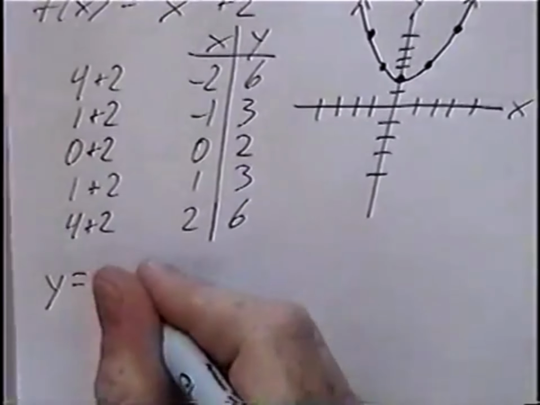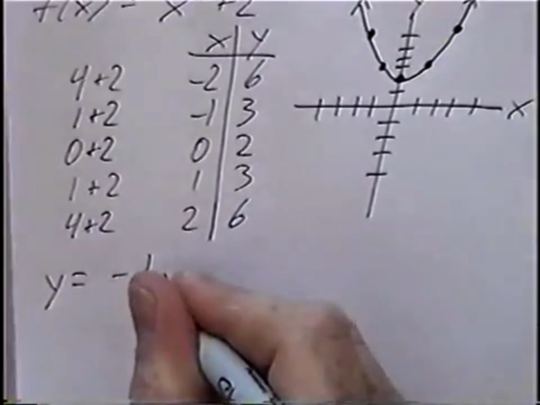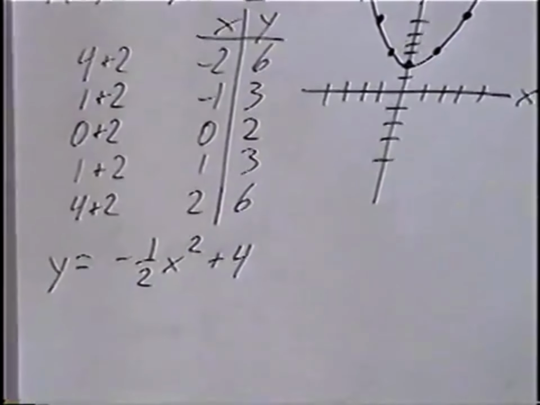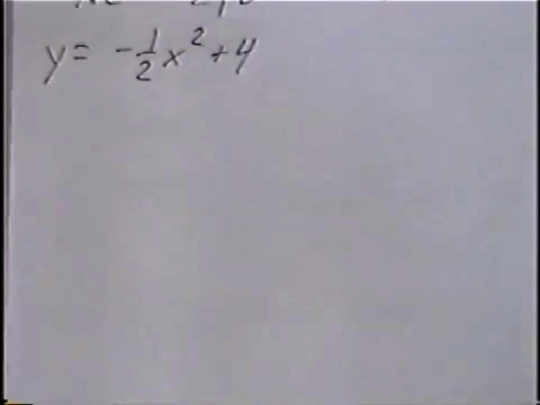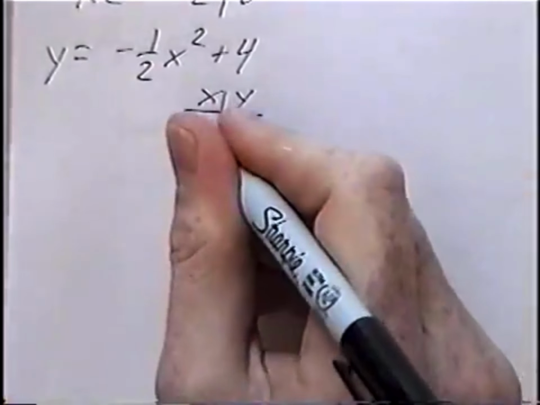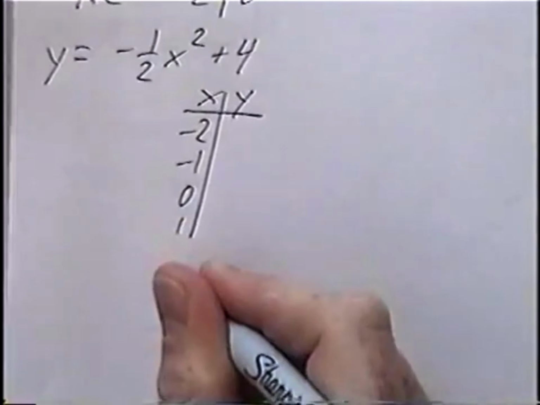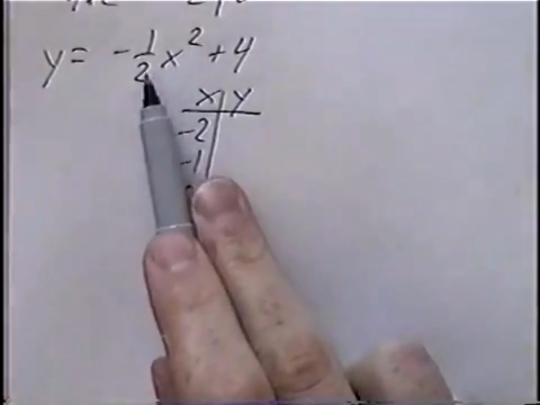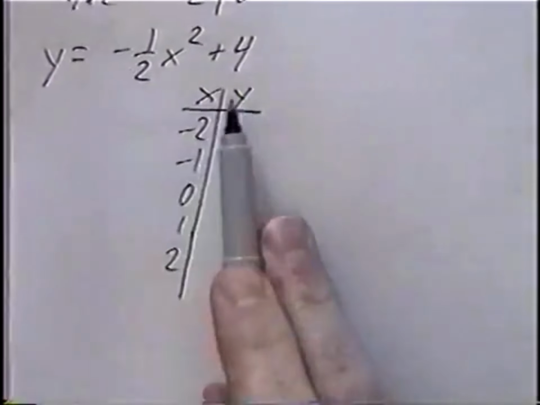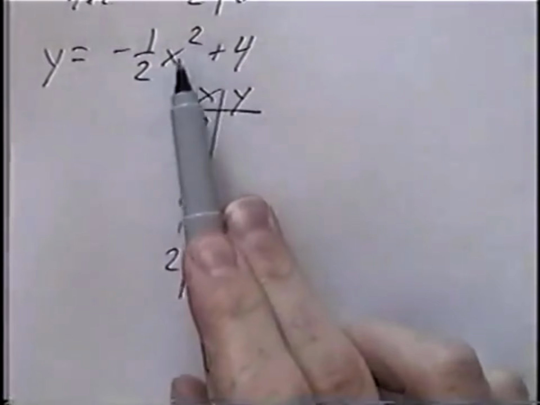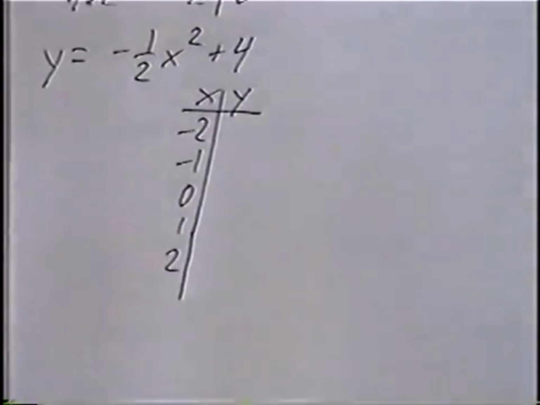y equals -1/2 x squared plus 4. Same steps, we'll do a t-table, and we'll use the same numbers, -2 down to +2. This time when we plug numbers in, we'll square the number first, take half of that number and make it negative, and the last step we'll add 4 to it. Make sure to follow PEMDAS. We'll do exponents first, then multiply, and then add.